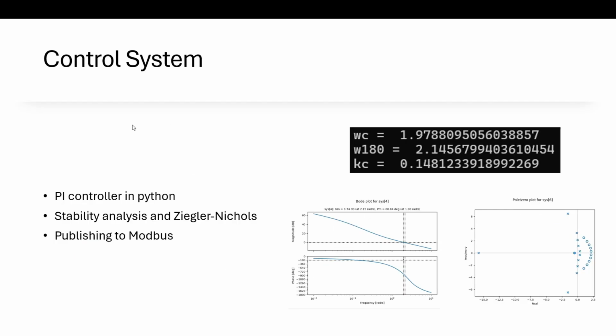The control system is a PI controller which was created in Python. Stability analysis was performed, and although here, looking at the poles and zeros diagram, there are for some reason some poles on the right side of the zero axis, still the Bode diagram and the VC and V100, W100 show that the solution is stable. This control system publishes to Modbus. We will take a look at the control system later.